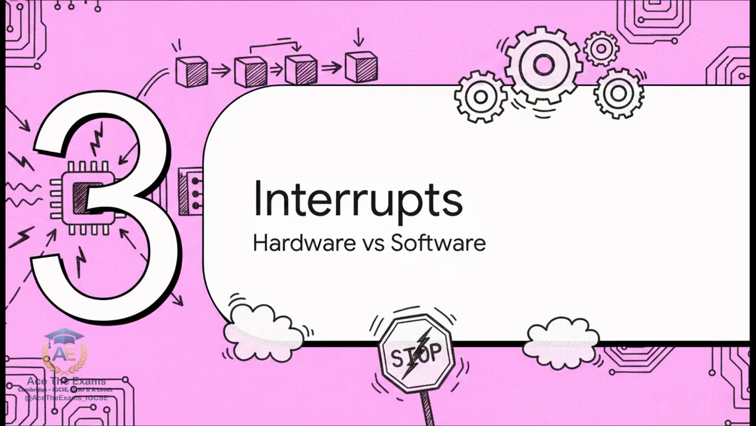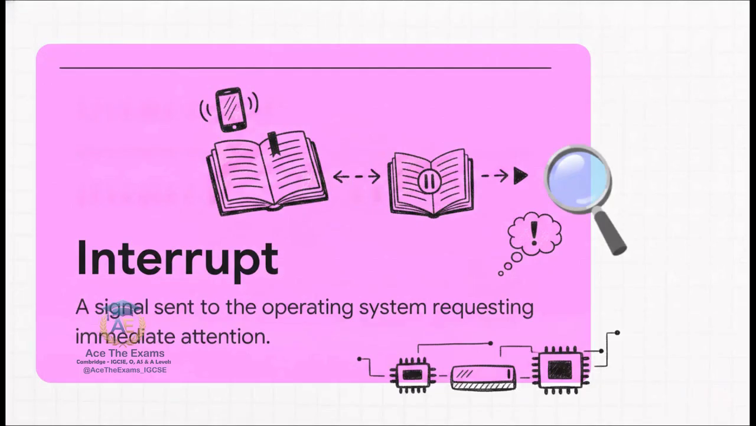That brings us to Section 3, Interrupts, Hardware versus Software. Let's explore the mechanics of how a system handles these sudden requests. An interrupt literally pauses the current CPU process to handle something way more urgent. Think of it like this. You're reading a really good book and your phone rings. You put a bookmark on the page, answer the call, and then go back to exactly where you left off.